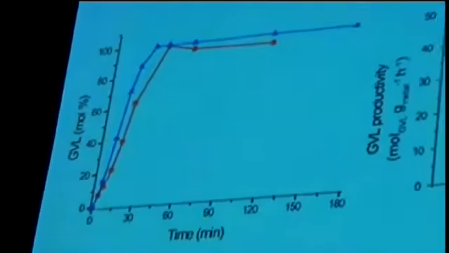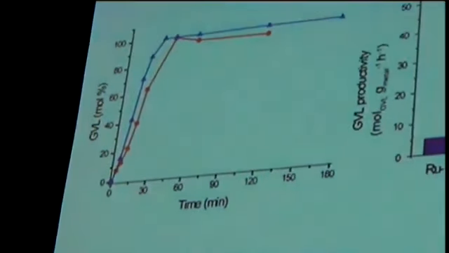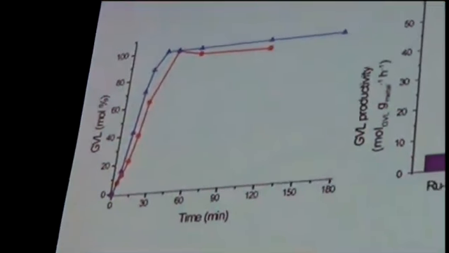Because the differences in selectivity become apparent when you let the reaction run for a little bit too long. Of course, you should not overcook your reactions, or you should not use too long reaction times. But basically what it shows here is that for the blue one, the ruthenium palladium, we stay at the GVL level and we do not convert GVL any further. The ruthenium catalyst here is a little bit too active, and it also starts to chew on GVL, and it starts to convert GVL into MTHF, into pentanediol.